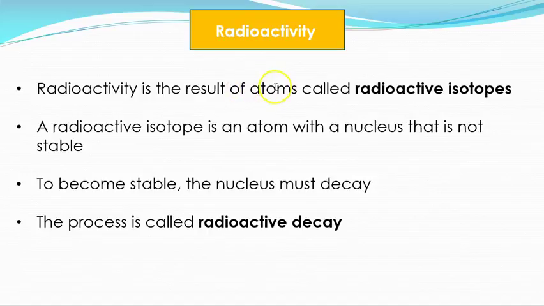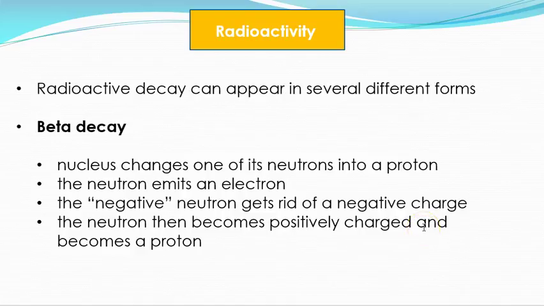Radioactivity is the result of atoms called radioactive isotopes. A radioactive isotope is an atom with a nucleus that's not stable. So to become stable, the nucleus must decay, and this process is called radioactive decay. Radioactive decay can appear in several forms.